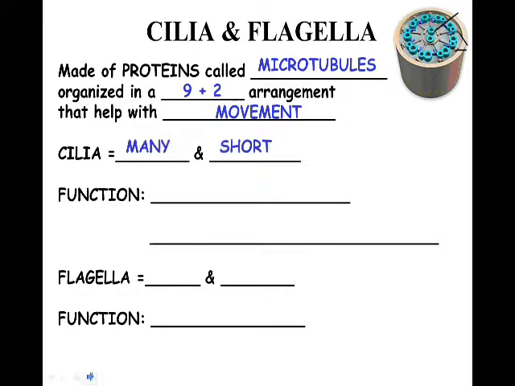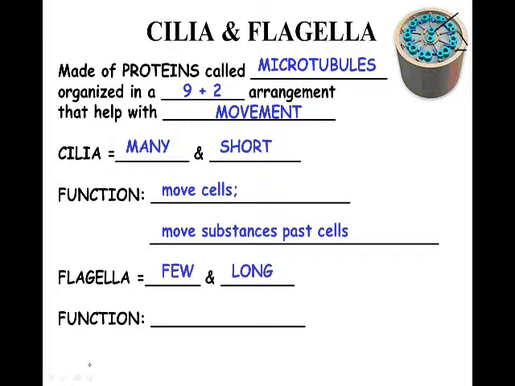Many short are the cilia, which function in moving whole cells, or moving something past a cell. Think your respiratory system. Fallopian tubes, your oviducts, have cilia in them to help move the eggs along. We see that in a lot of body systems, cilia to help move something. Flagella, the difference between cilia and flagella is, remember, size and numbers. Few and long hair-like structures, and their job is to move cells.